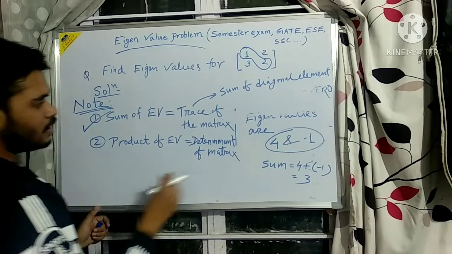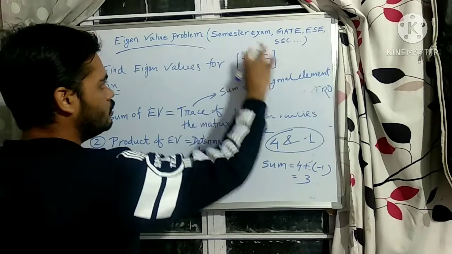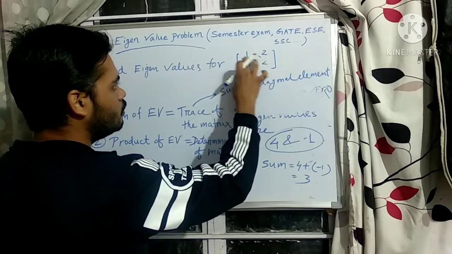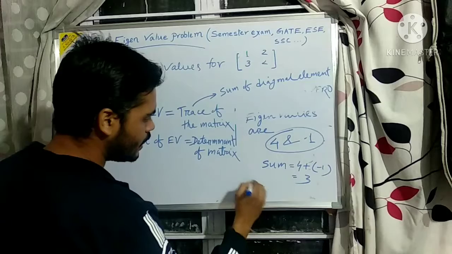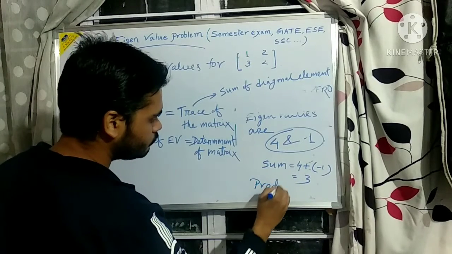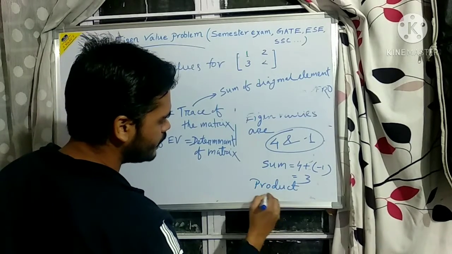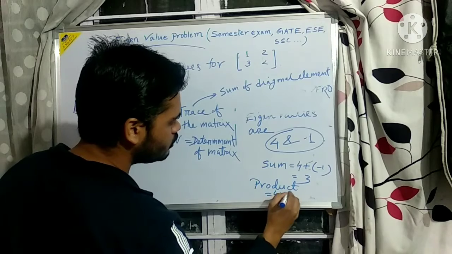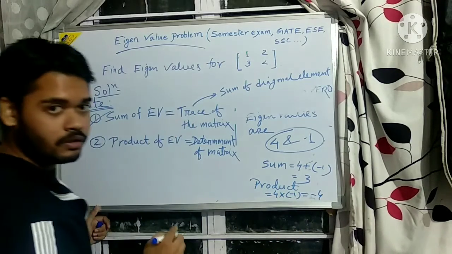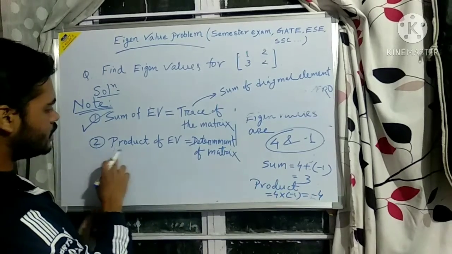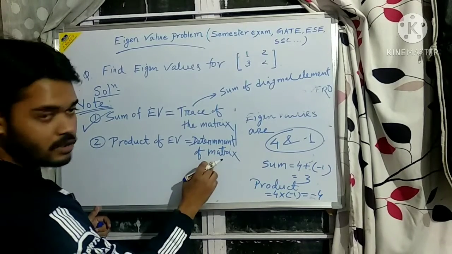Now let me check point number 2. Okay, so what is point number 2? Point number 2 says product of eigenvalues. What is the product of the eigenvalues? The product or multiplication of the eigenvalues is simply 4 into minus 1. It is what? Minus 4. Right? So number 2 says the product of eigenvalues is the determinant of the matrix.